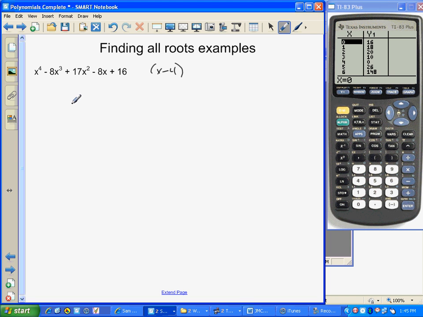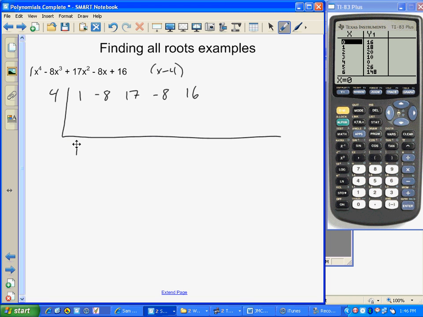I'm going to do this one with synthetic division, just to give you another example of synthetic division. So I'm taking out 4. Okay, that's the root. You always put the actual root here, not what's inside there. My coefficients are going to be 1, -8, 17, -8, and 16.